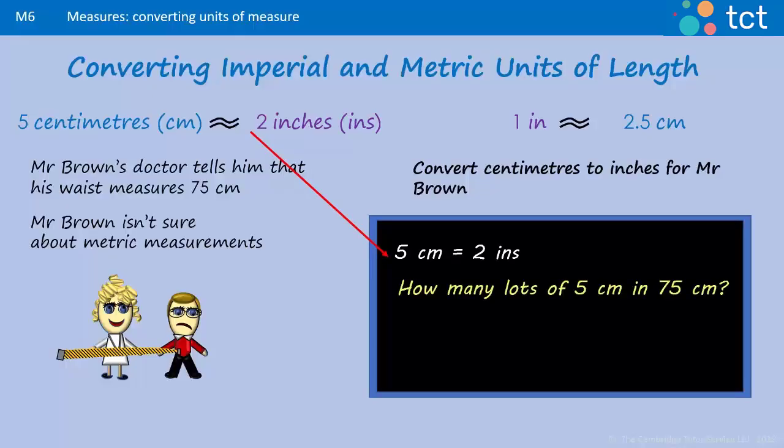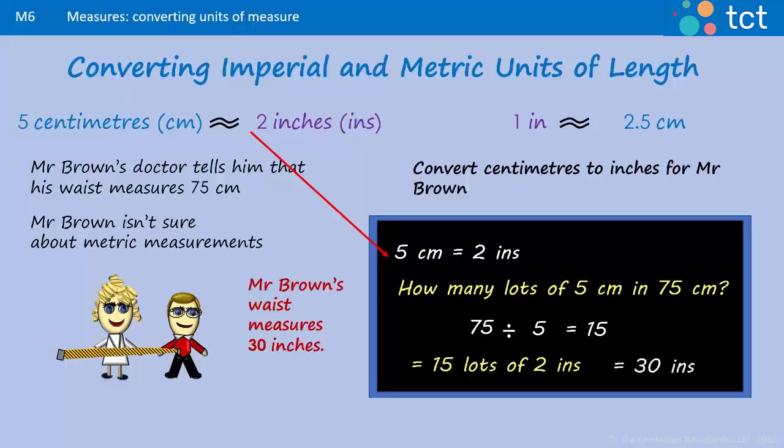How many lots of 5 centimetres in 75 centimetres? Well, 75 divided by 5 is 15. So there's 15 lots of 2 inches in there. So if we have 15 lots of 2 inches, 15 times 2, that's 30. So Mr. Brown's waist measures approximately 30 inches.